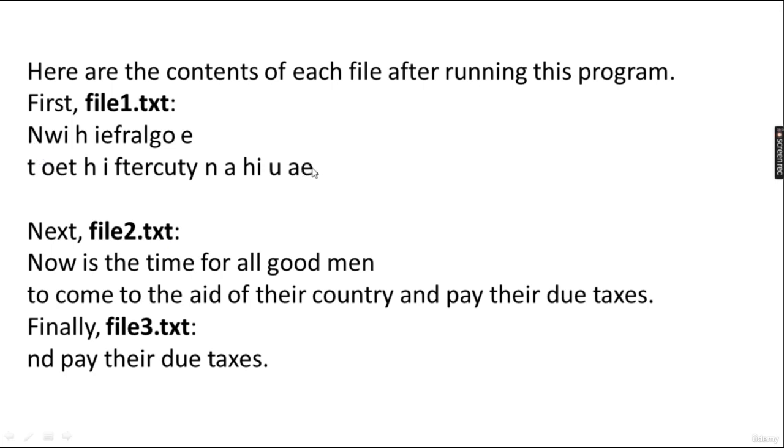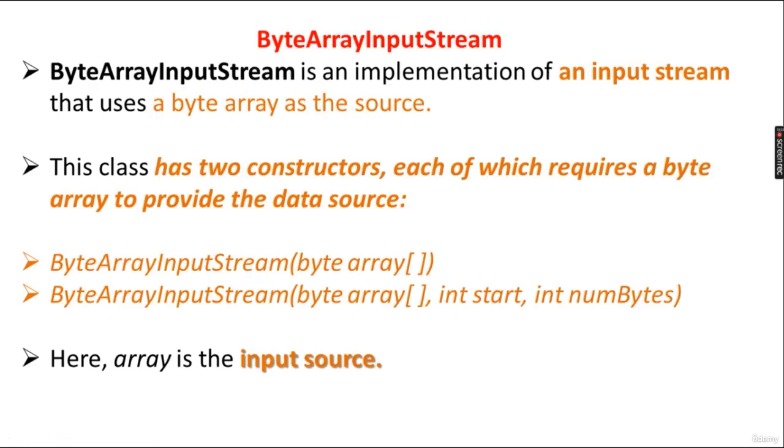So this is the file1.txt output. Then file2.txt will have all the data, and file3 will have only the last quarter and pay their due taxes. So depending upon your choice, you can write to the file. This is the motto of your program.